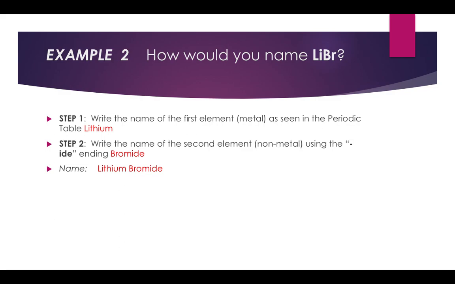Okay, next, if we take a look at lithium and bromine coming together, so LiBr, we have lithium, which is our metal, always written first, and bromine, which is our non-metal. So we don't call it lithium bromine, we would call it lithium bromide. We take out that -ine, change it to -ide, and we have lithium bromide. So pretty easy to name these things.